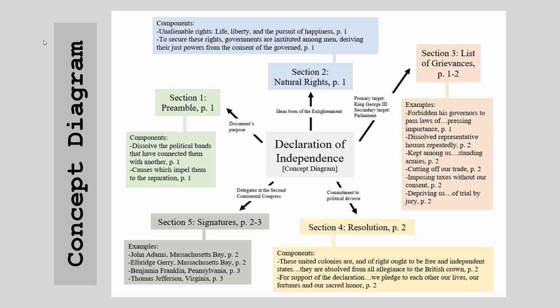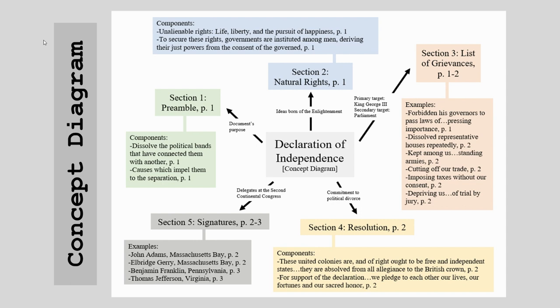So we've got these 5 sections, and then you have section 3, List of Grievances. You'll notice going out of the arrow, it says primary target, King George III, secondary target, Parliament. I put that information in there because I want to explain what the arrow is all about. So what is a grievance? A grievance is a complaint. These are the complaints that the colonists had against the British government, specifically King George III, and secondarily, Parliament. And then you also note under List of Grievances, it says specific examples.